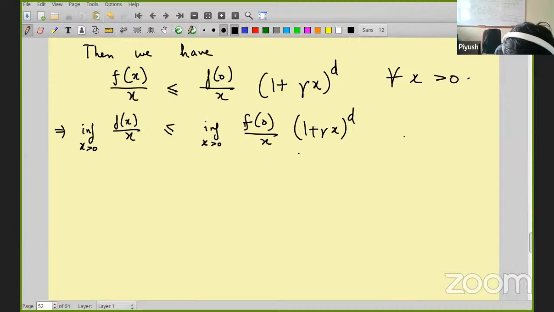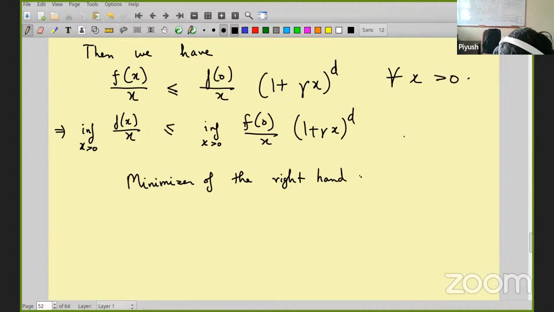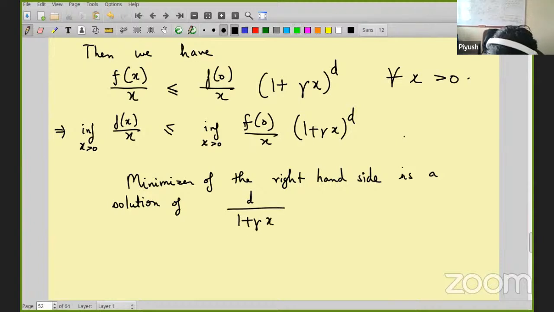So the minimizer of the right hand side is a solution of the log derivative equation. This is the log derivative of the log, exactly. That's exactly what I've written. So it's like d gamma x.